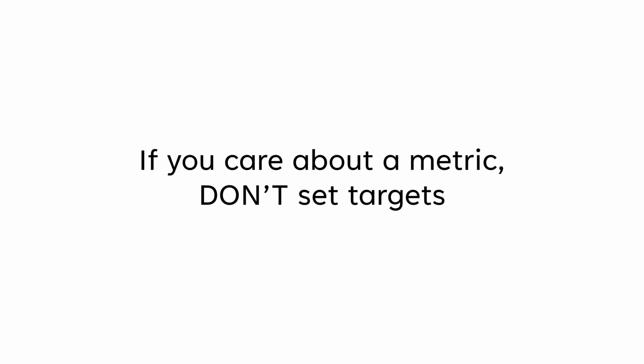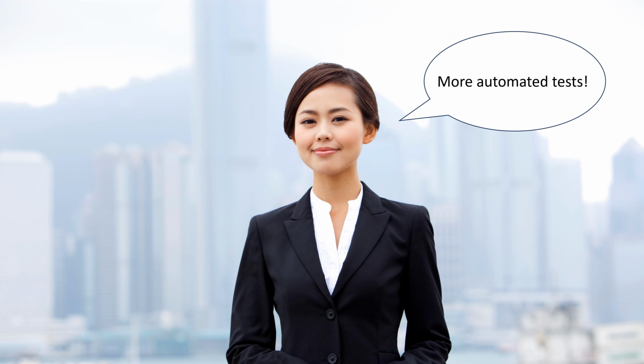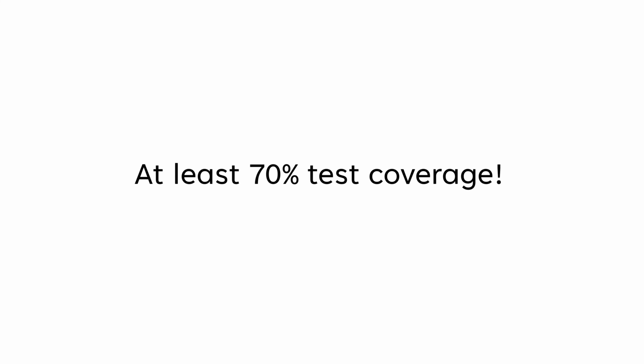The core of Goodhart's Law is that if you care about a metric, any kind of metric, don't set targets based on that metric. This is true for performance metrics, quality metrics, anything. I'll give you a real example that I saw inside a large bank. In this bank, the head of engineering wanted to encourage automated testing of code. So she said that all code needed to have at least 70% test coverage. Test coverage would be tied to performance reviews.